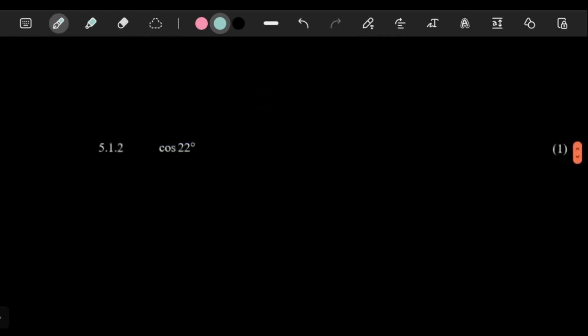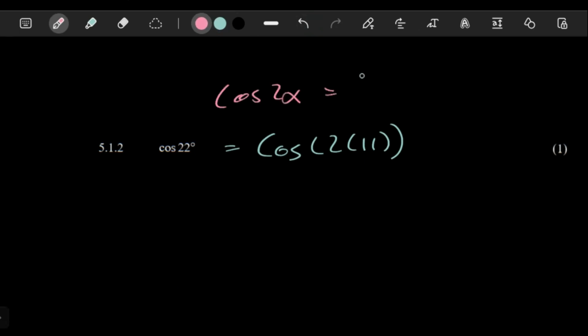The next one is just double 11, so this is just double angles. If you're going to write it in terms of sine, you can just use this double angle: cos 2 alpha is equal to 1 minus 2 sine squared alpha. So in this case, where we see alpha, we're just going to drop an 11 there, sine squared 11.